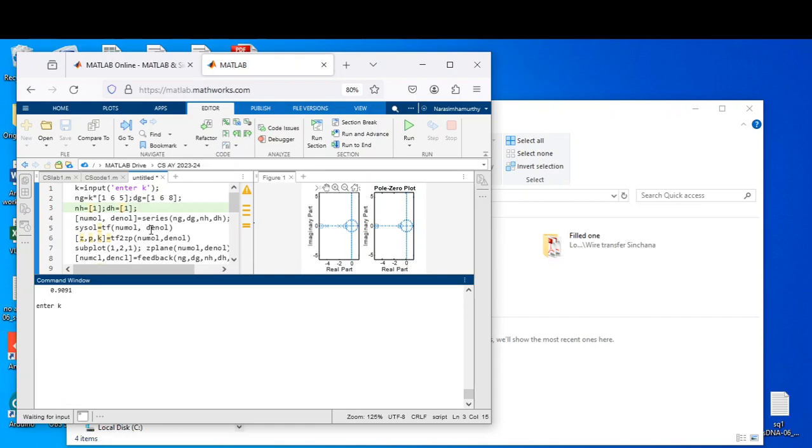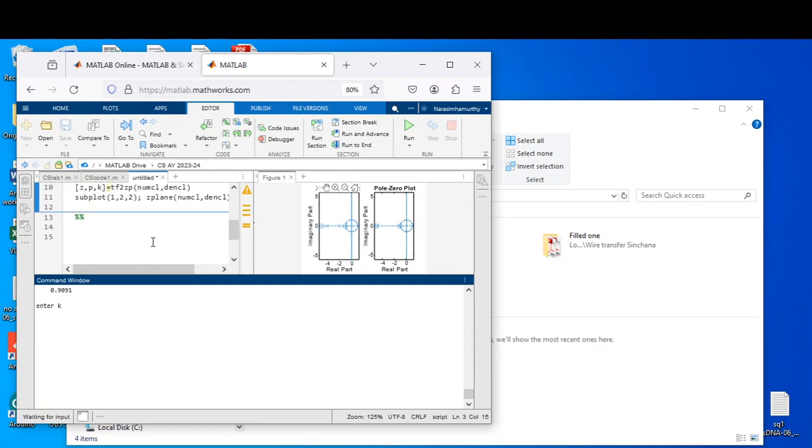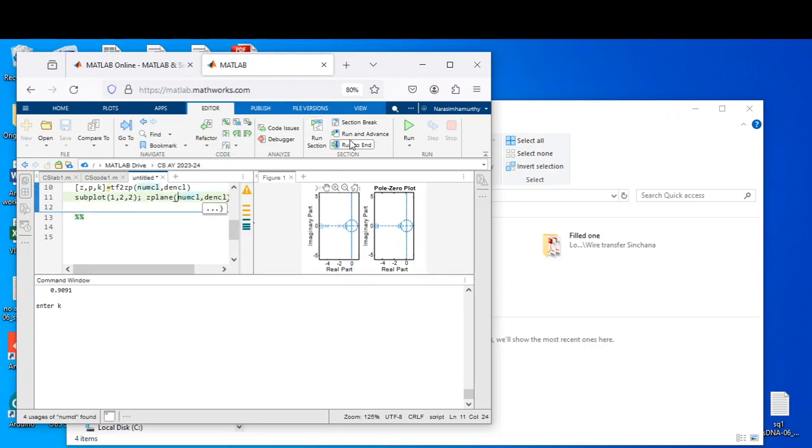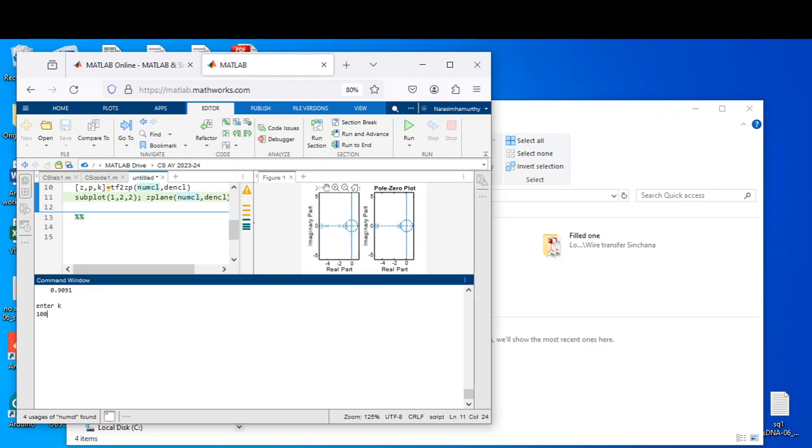Where did I enter? Okay, let me again run this. Let me make the value of k as 100. See now, as the value of k is now 100, can you see it's almost there at 0 position. This is almost gone to -1. So let me give another value of k, which is maybe 1000 or 10,000.